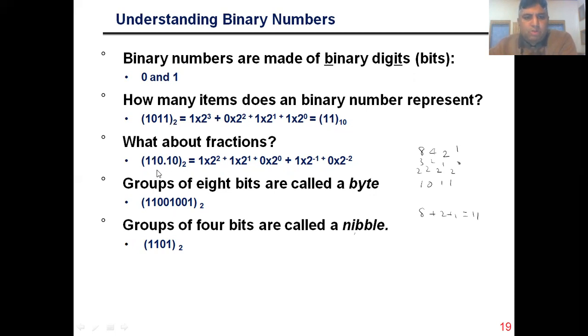Similarly, for fractions, 110.10, repeat the same process. After the decimal, do the same process: 1 into 2 raised to power minus 1, 0 into 2 raised to power minus 2, and you get this number. A group of 8 bits is called a byte, and a group of 4 bits is called a nibble. So half a byte is called a nibble. These are some definitions.